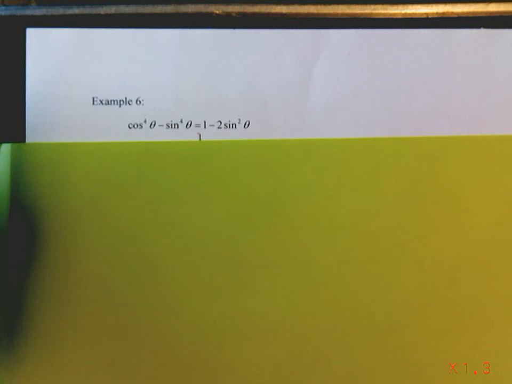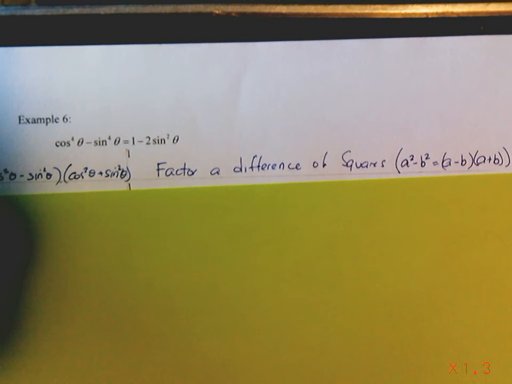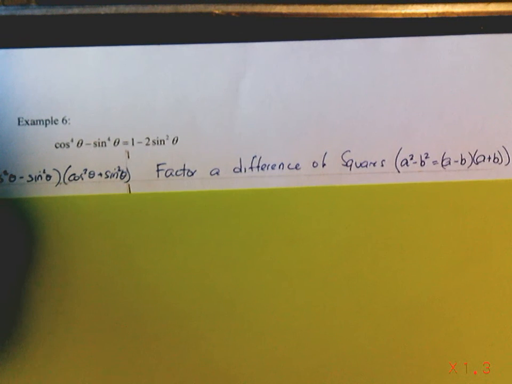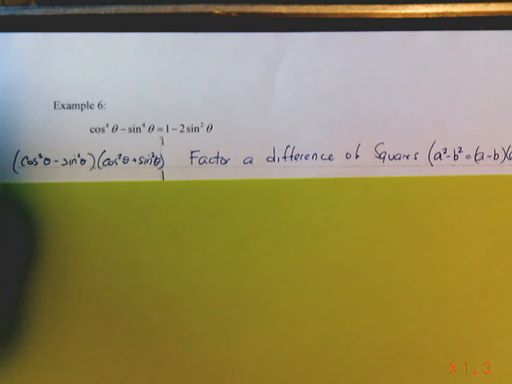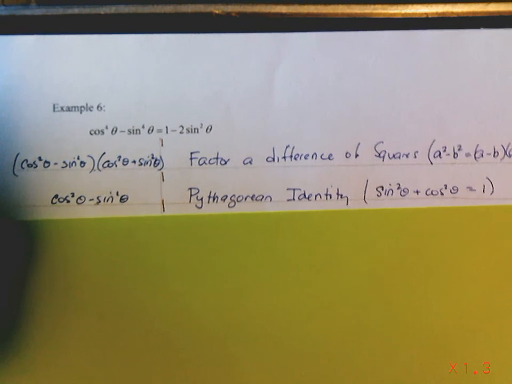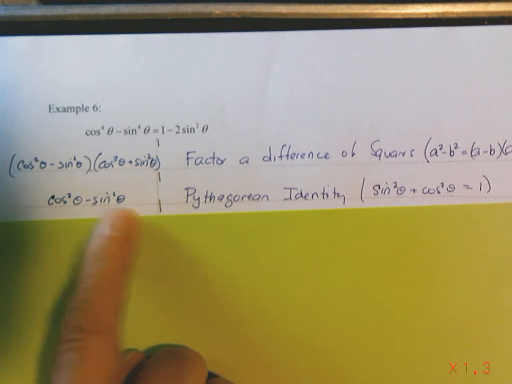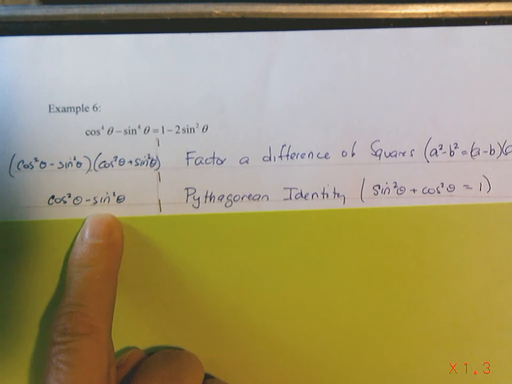The first example, I have cosine to the fourth of theta minus sine to the fourth theta, and I want it to equal 1 minus sine squared theta. This is going to be factoring, but this factoring is a difference of squares. So I get cosine squared theta minus sine squared theta, and then cosine squared theta plus sine squared theta. Cosine squared theta plus sine squared theta is equal to 1 from the Pythagorean identity. So when I replace that with 1, I'm left with cosine squared minus sine squared.